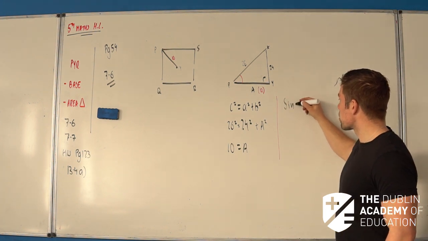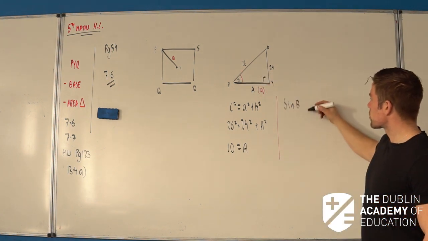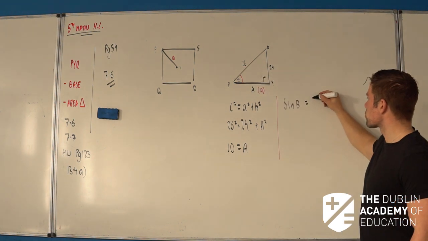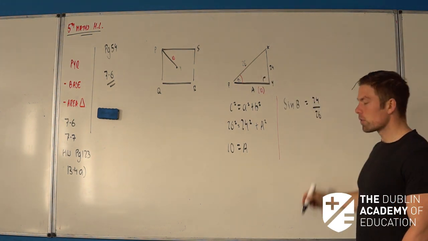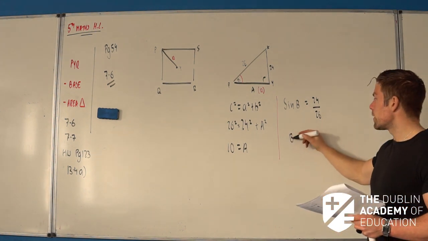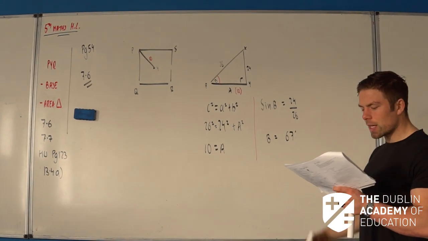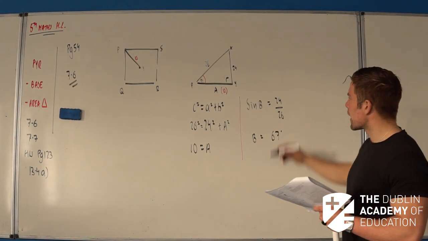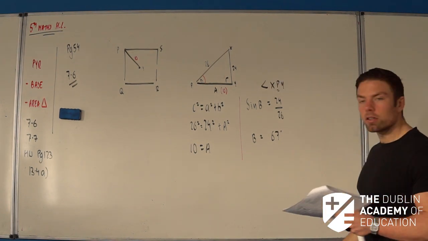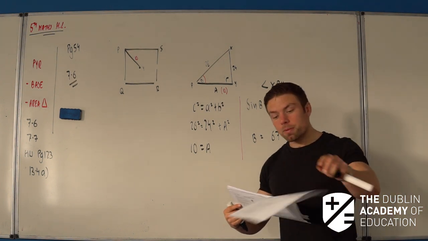So I call it the sine of B. You can call that whatever you want. I'm going to call it B now. The sine of B is equal to, remember, the opposite over the hypotenuse. So 24 over 26. If you inverse sine both sides, you'll find that B, the angle you're looking for, is 67 degrees. And that's angle XPY, the angle in the middle, if you want. Okay, great. So not a big deal so far.